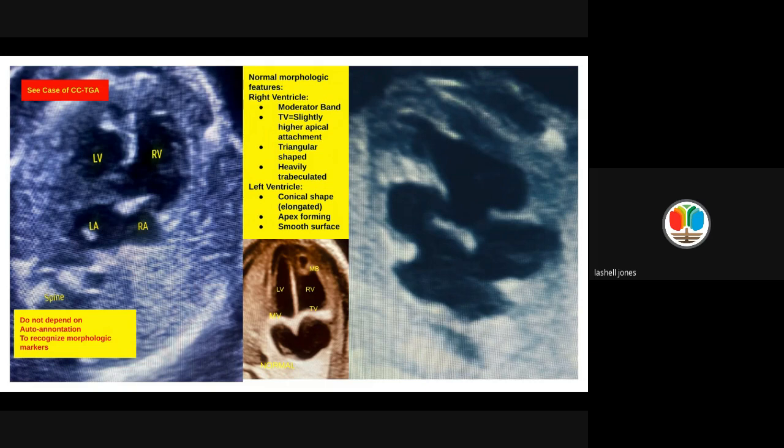Okay, now your left ventricle will be conical shape, elongated, which you can see here. Okay, it's apex forming, and it's going to have a smooth surface. So you see the difference. You see clearly this is the left ventricle. And clearly, this is the right ventricle with the moderator band.